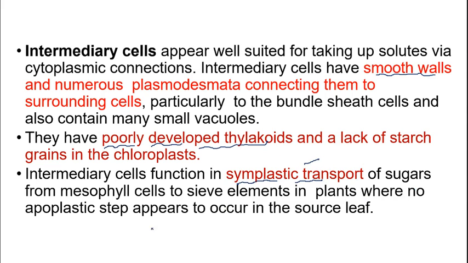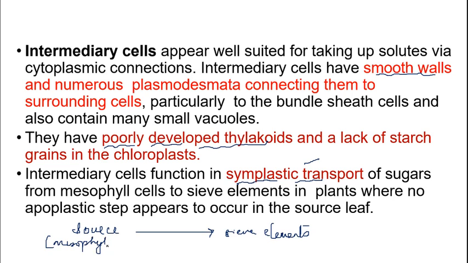So where from will they transport? Every companion cell will transport the sugar from the source to the sieve elements. So what is the source? Source is mesophyll tissue of the leaf. Mesophyll tissue of the leaf. And it is transferred to the vascular bundle where sieve elements are present. From the sieve elements, this food will be translocated to the different parts.